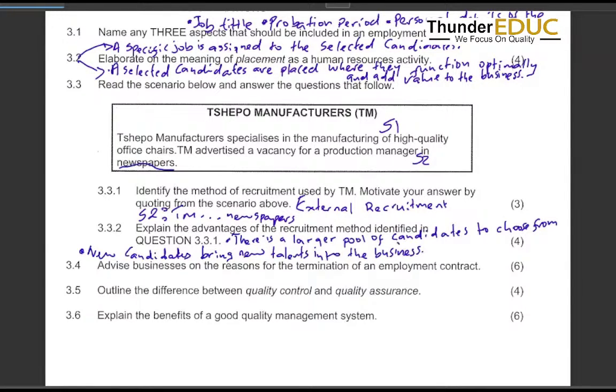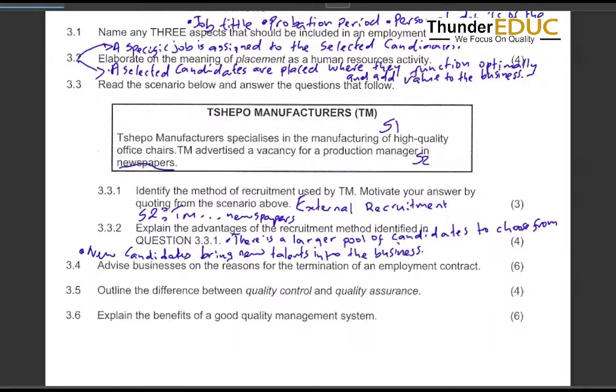Okay, right. So now let's move on to 3.4. So 3.4 reads as follows: advise businesses on the reasons for the termination of an employment contract. So now an employment contract can be terminated when employees decide to leave and resign voluntarily, and also if there is incapacity to work due to illness and injuries.